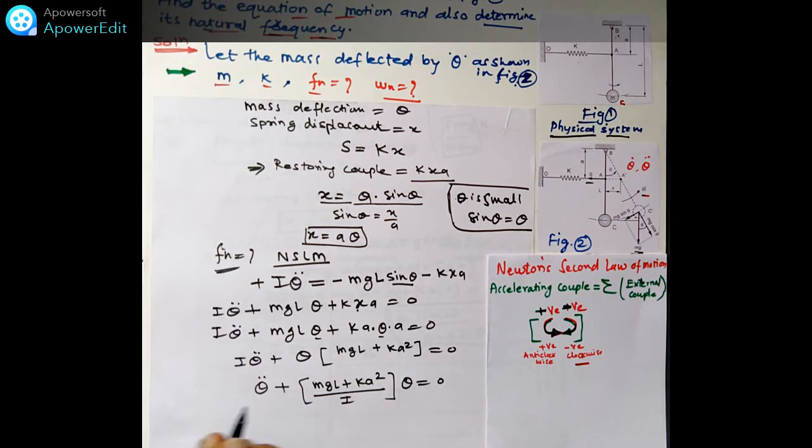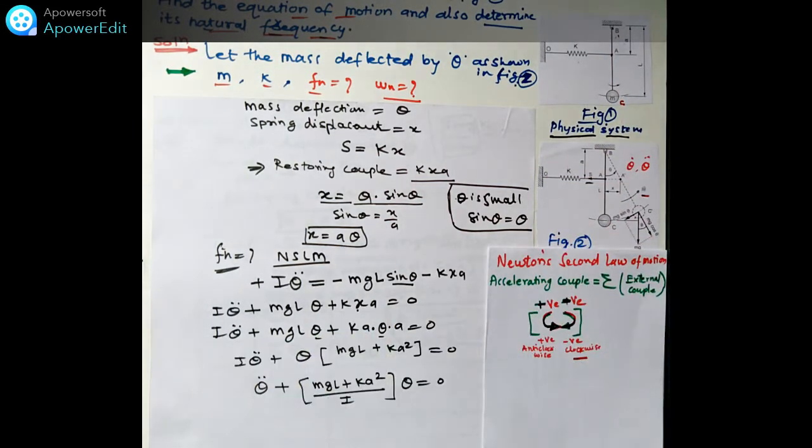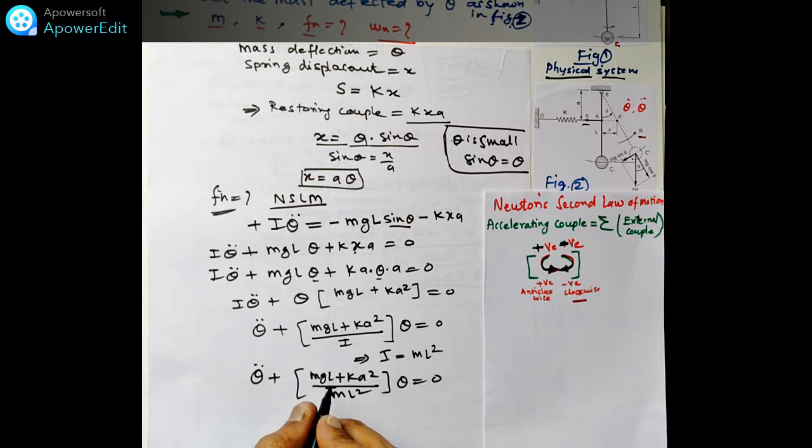But for this concentrated mass suspended on the light wire of length L, the value of I you can write as m L square in this equation. So what will happen then? The value of I written here: mgL plus k a square, in the denominator I becomes m L square, into theta is equal to 0. Putting the value of m L square in this equation.